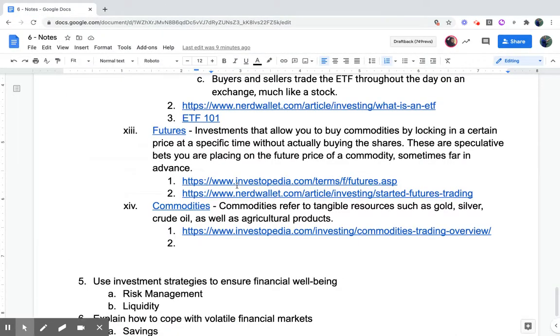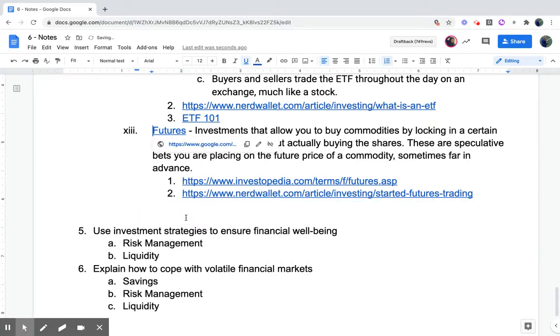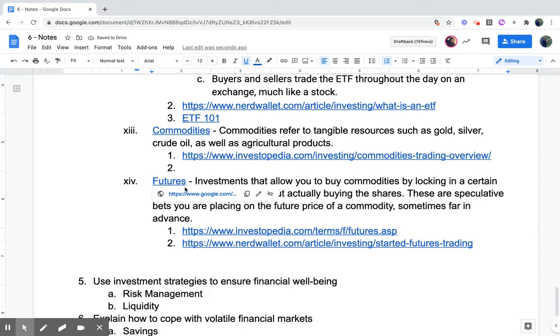All right, so the next two that we have, and they're kind of connected, is futures. With futures, these are investments that allow you to buy commodities by locking in a certain price at a specific time without actually buying the shares. These are speculative bets you are placing on the future price of a commodity. So let's do this: talk about commodities before we talk about futures, since futures are based on commodities. We're going to come back to that one. So, going backwards, commodities refer to tangible resources such as gold, silver, crude oil, as well as agricultural products. All right, so let's check out our Investopedia here.